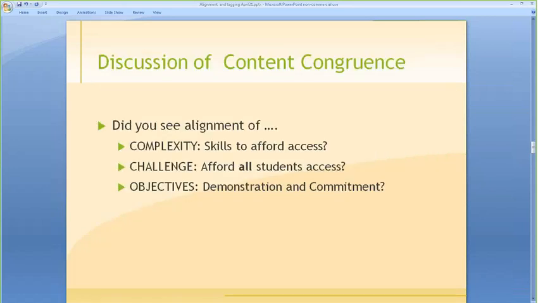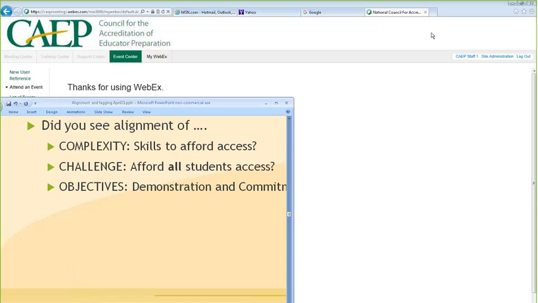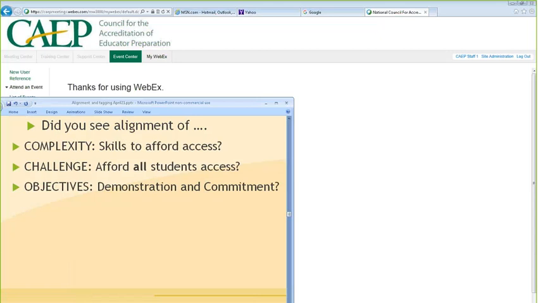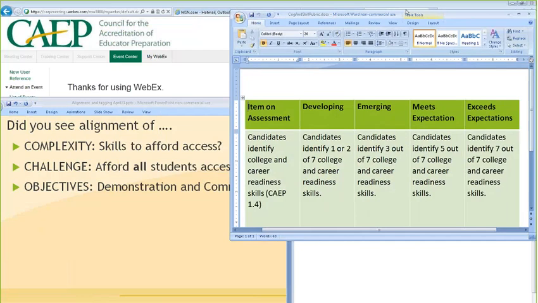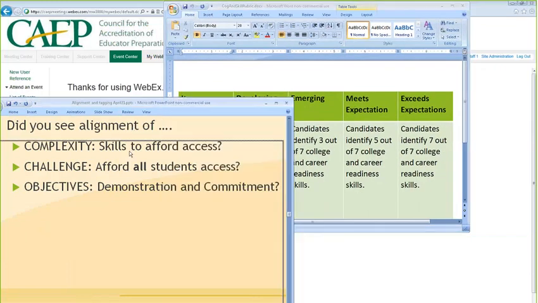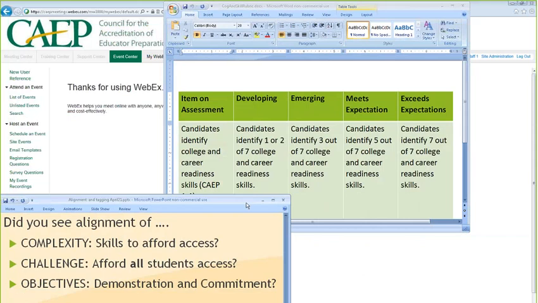So what we've got are, do you see alignment of? And here we're looking for complexity, challenge, and the objectives of demonstration, skill, and commitment. So let me pull up my cognitive and skill rubric there and cover you guys up. Let's see if that'll work. Nope, not going to work. Okay. Going to pull this up a little higher and pull this one down a little lower. There we go. Okay. So in this one, are we seeing complexity?